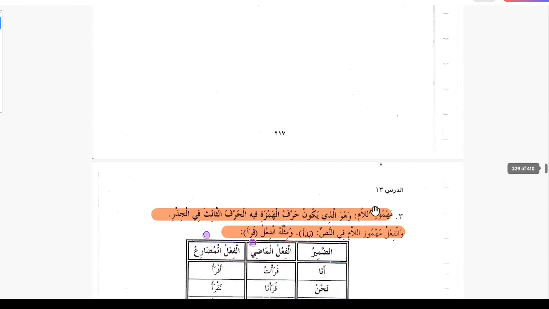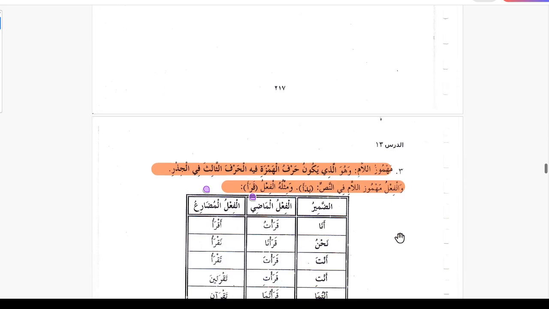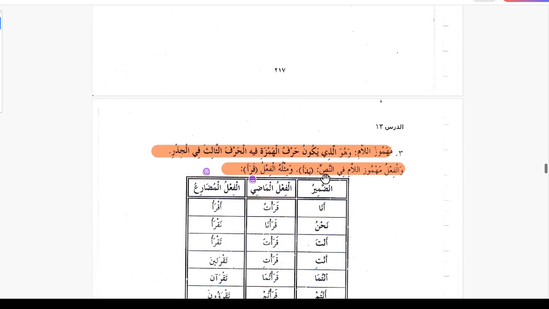Now the third one is mahmuz al-lam, where the third radical has a hamza. The lam is the lam kalima, the lam letter is a hamza. Huwa allazi yakunu harful hamza fihi harf salis fil jizr. In the root of three letters, the third one is hamza. Wal fi'lu mahmuzul lami fi nasi, and the example here we can use bada or kara. So ba, dal and hamza is the third one. Same for kara.